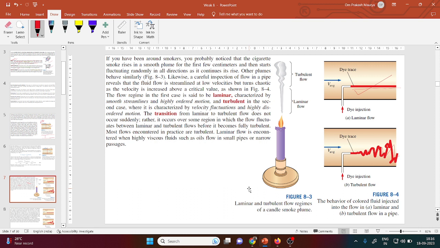So I think these are very basic things. I will not take much time on how turbulent and laminar flow go. These are some basics.